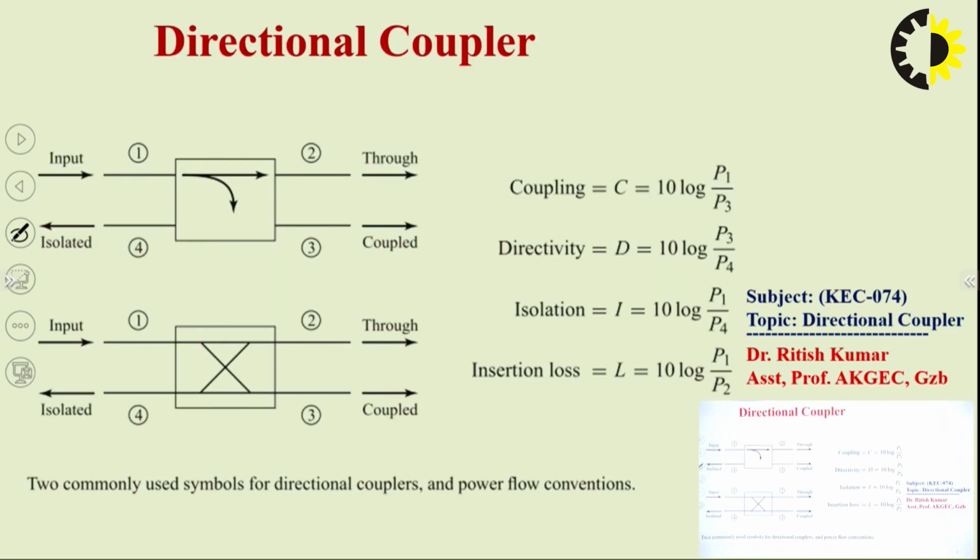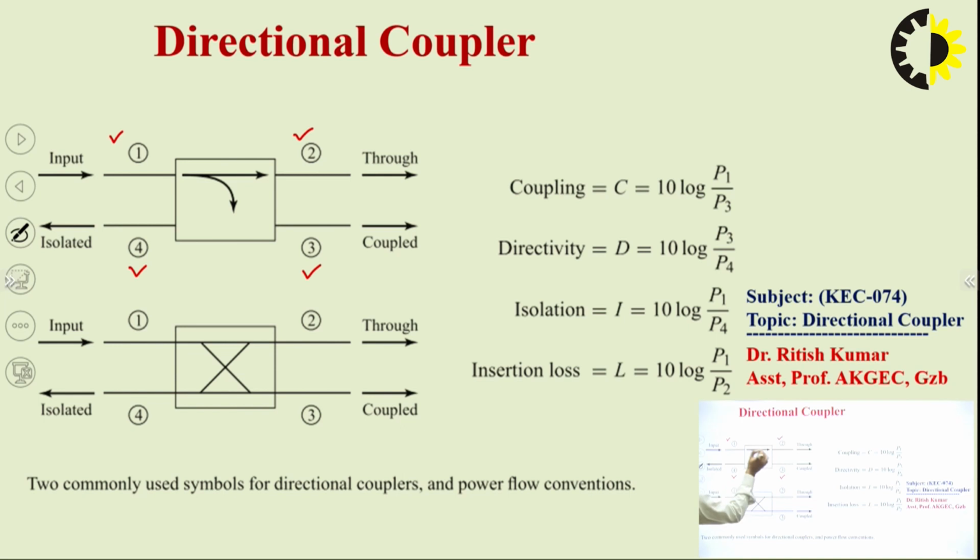Now the directional coupler. A directional coupler is a 4-port device, as we have mentioned clearly here. So this one is the input port, port number 1, then port number 2, port number 3 and port number 4. Port number 2 is known as the through port, port number 3 is known as the coupled port, and port number 4 is known as the isolated port. Why we call them through, coupled and isolated, we will discuss in the next slides.